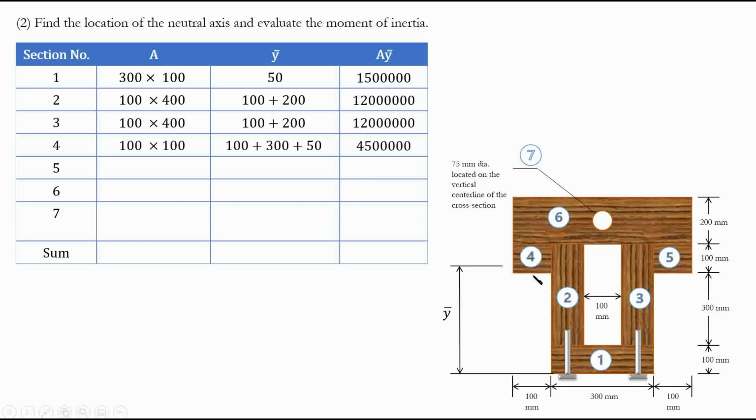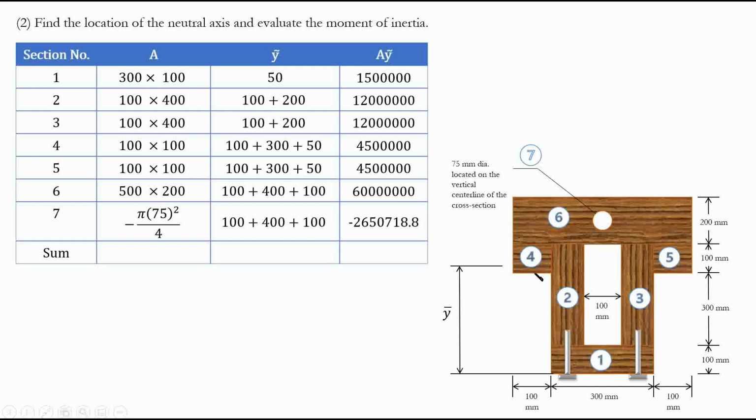Section 4, again, similar ideas. It is 100 times 100 for your area. For y tilde, it's here. So what is it going to be? It's going to be 100 plus 300 plus 50. Simple as that. Section 5, same thing. Section 6 is going to be like this rectangle, and the area for this rectangle is 200 multiplied by 500. 200 times 500. And y tilde is 100 plus 300 plus 100 plus 100, because it's half of this. Simple as that. And at the end, we are dealing with the circle.